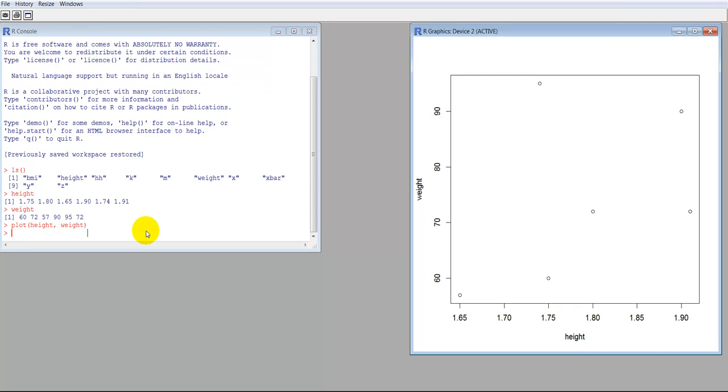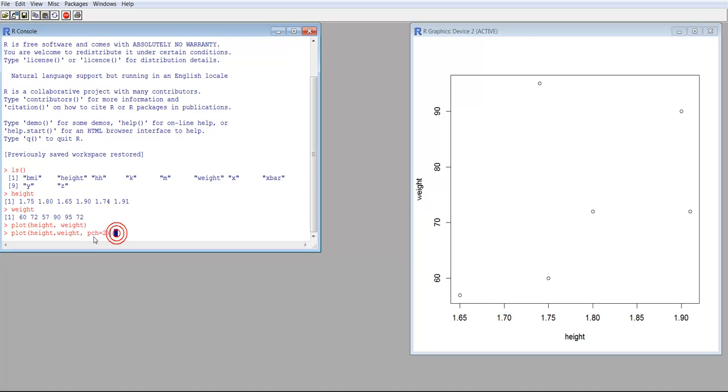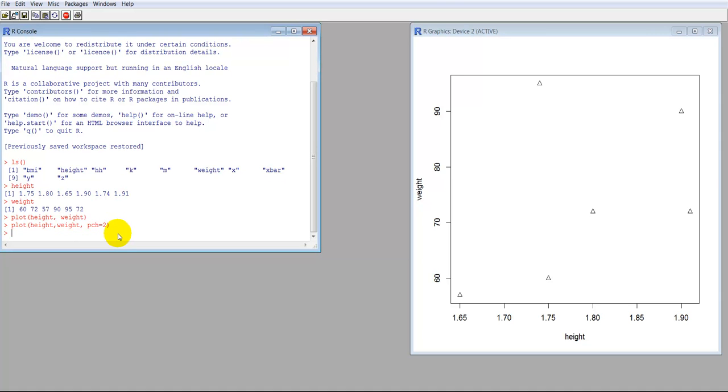So that's how you do it, and you get this. Just like when we did with the babies, the infants, we get a kind of increasing relationship. As height increases, weight also increases. Now you can add in this extra argument here if you want, and that will change the symbols. When it's 2, it will give you triangles. I'm not sure what other ones are available.